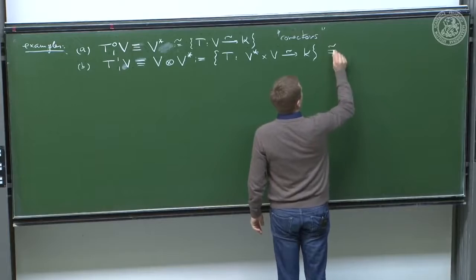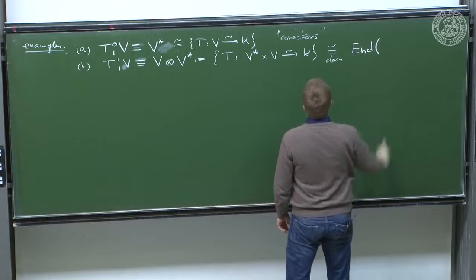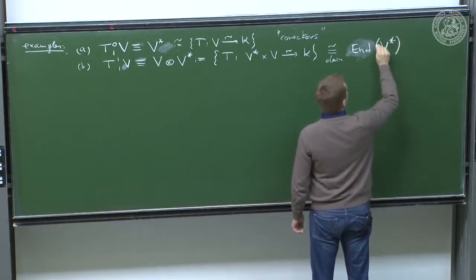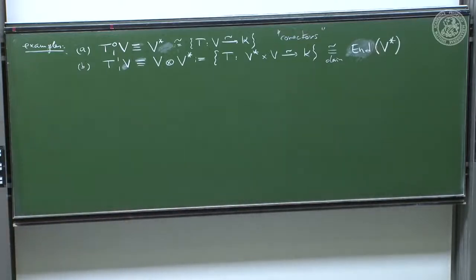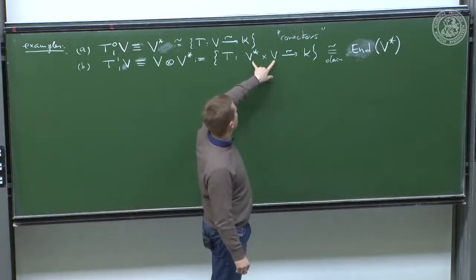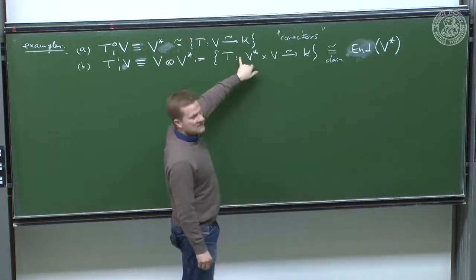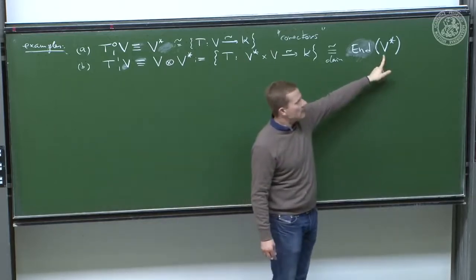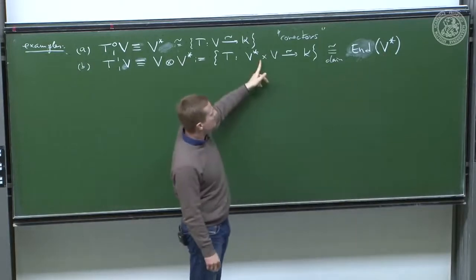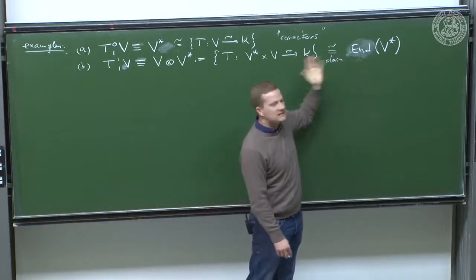And I now claim, and I'm going to show this, that this is actually the same as the endomorphisms on V star. So V star is a vector space, and you can look at the endomorphisms on V star. So how do you see this? That a bilinear map from V star cross V to K is the same as this. Well, the idea is for every such bilinear map, construct an element of End(V star) and show how to recover precisely the map you started from. Then that means you can go back and forth. It contains the same information.